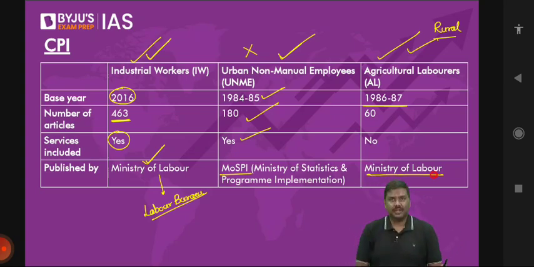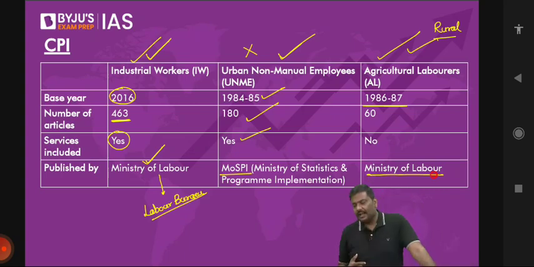Sir, why 3? Let me ask you a very simple question. Apply basic common sense, you'll understand it. Do you think everybody in India will consume the same set of goods and services? Let me know. Do you think everybody in India consumes the same set of goods and services?